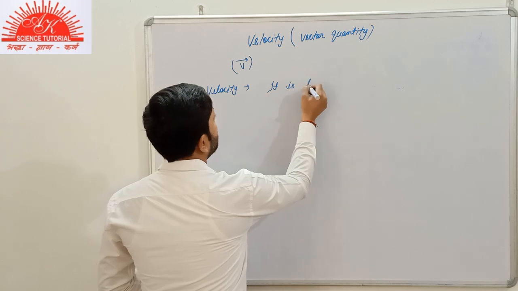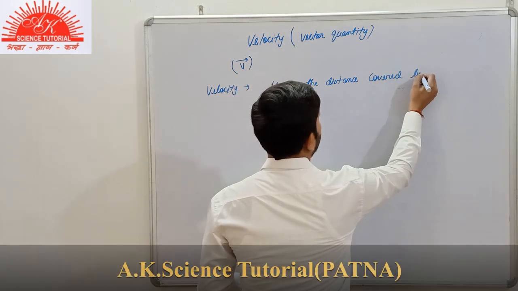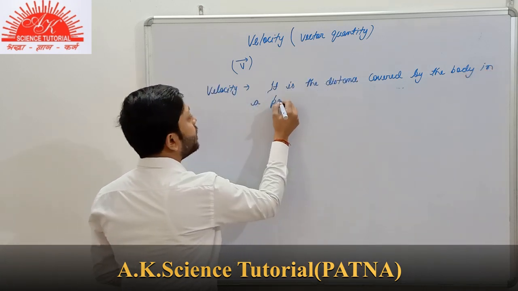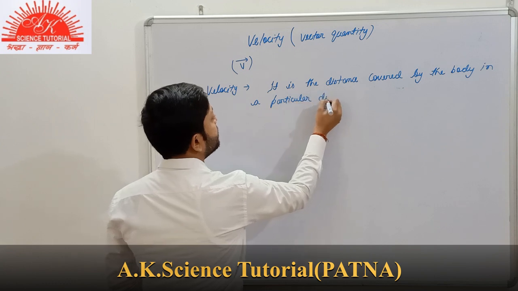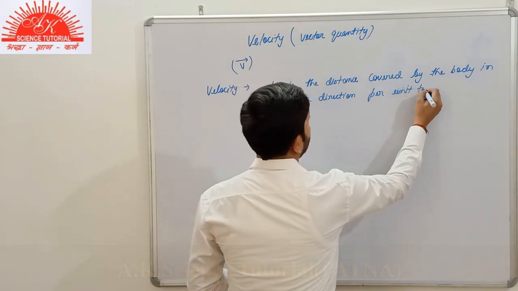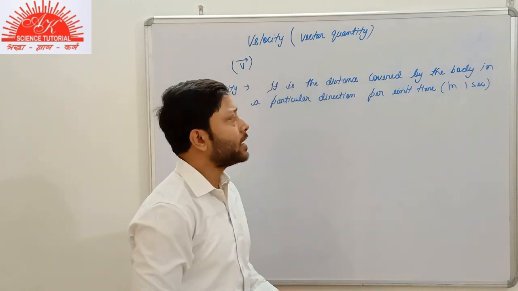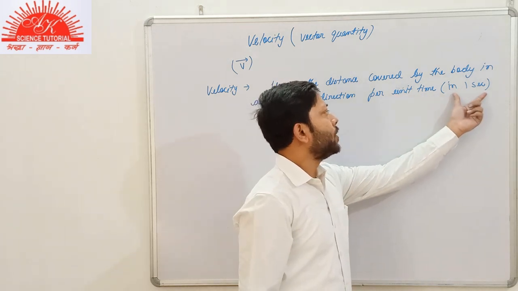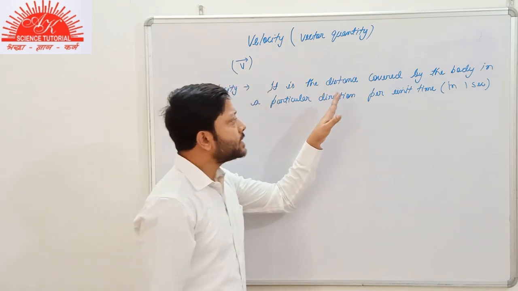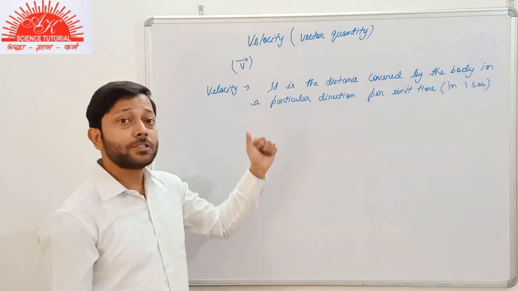It is the distance covered by the body in a particular direction per unit time, or we can write, in 1 second. I think you are getting it, this part, per unit time, or you can use the term in 1 second. So what is velocity? It is the distance covered by the body in a particular direction. Now you get the difference between speed and velocity.